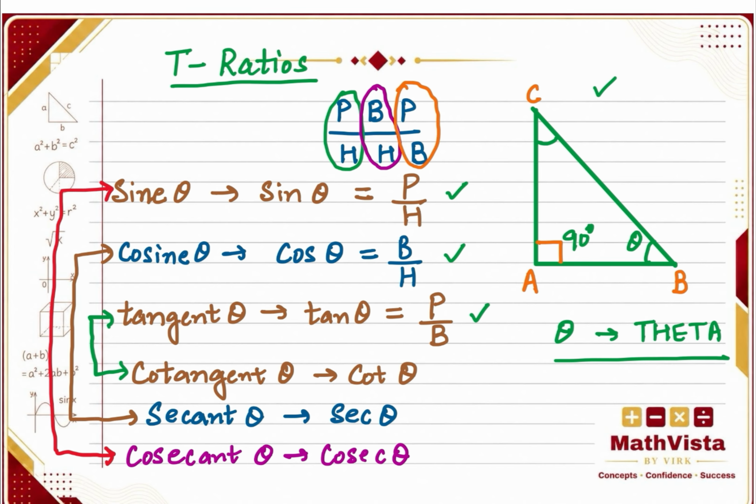So, cot theta becomes the reciprocal of tangent, that is base over perpendicular, and secant theta is simply the reciprocal of cos, so that is hypotenuse over base. The last one, cosecant theta, is the reciprocal of sine, so this is hypotenuse over perpendicular. I hope now you are clear with all these 6 trigonometric ratios.